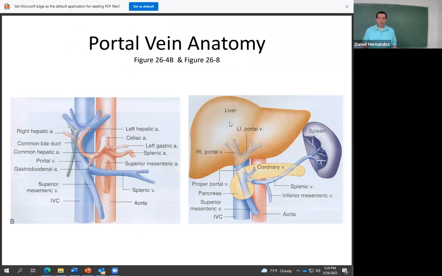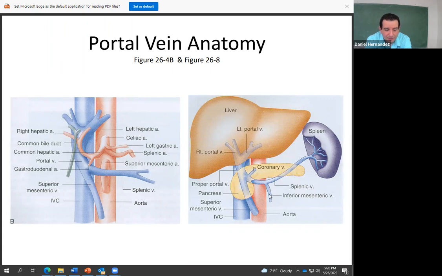And then this shows portal vein anatomy now. So just become familiar with your diagrams, know your anatomy. Here we can see the splenic vein. This is coming from the spleen, over here on the patient's left, the splenic vein draining the spleen. The inferior mesenteric vein will also come up and connect with that splenic vein.